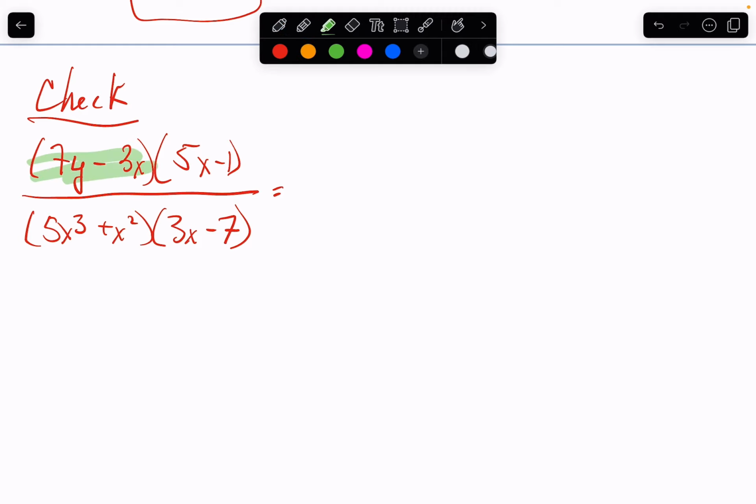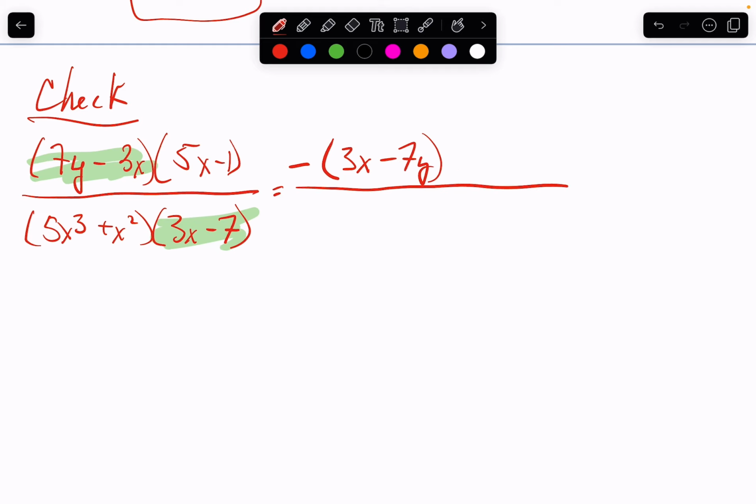In these two guys here, I see that they are in opposite places. So my trick is pull out a negative, and that will let me switch their places and their signs. 3x minus 7y. The negative 3x became positive. The positive 7y became negative. I switched their spots. I've got 5x minus 1. And let's see. There's shared x's, so I can pull out an x squared. That leaves me 5x plus 1. And I've got a 3x minus 7.